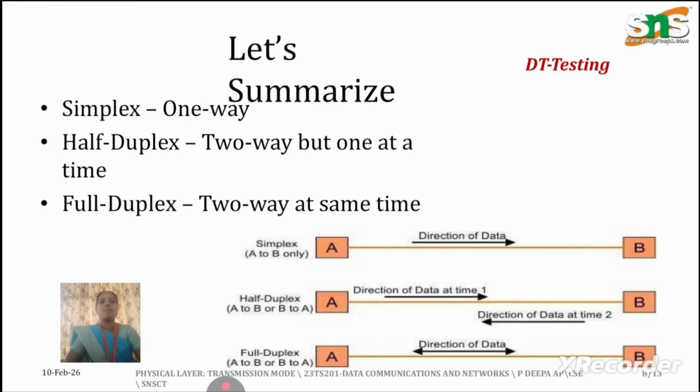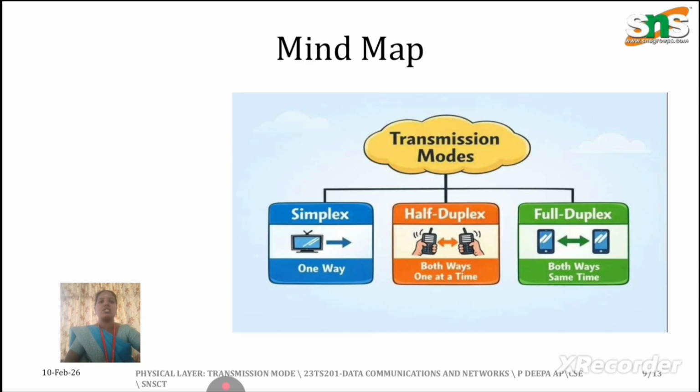To summarize: simplex is one way, half duplex is two way but only one direction at a time can be performed, and full duplex is two-way communication at the same time. This is the mind map of the transmission modes.